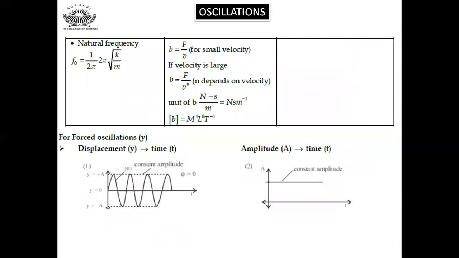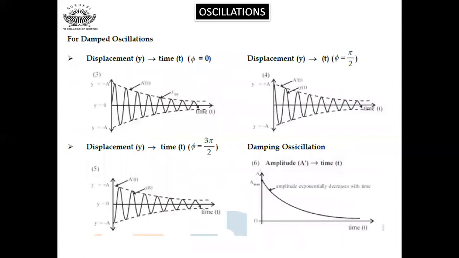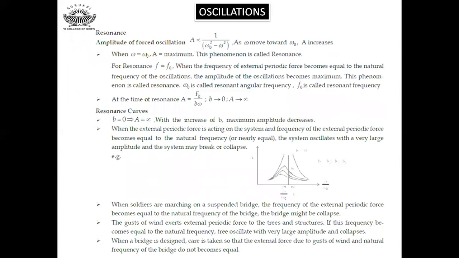Now for forced oscillations, the displacement y varies with time t. The amplitude will remain the same, so a graphical representation is given to you. When you see only amplitude versus time, it will be a straight line parallel to the x-axis, the time axis. So this is how it will be varying. For damped oscillation, the amplitude goes on decreasing periodically. So these are the different graphs for damped oscillation.